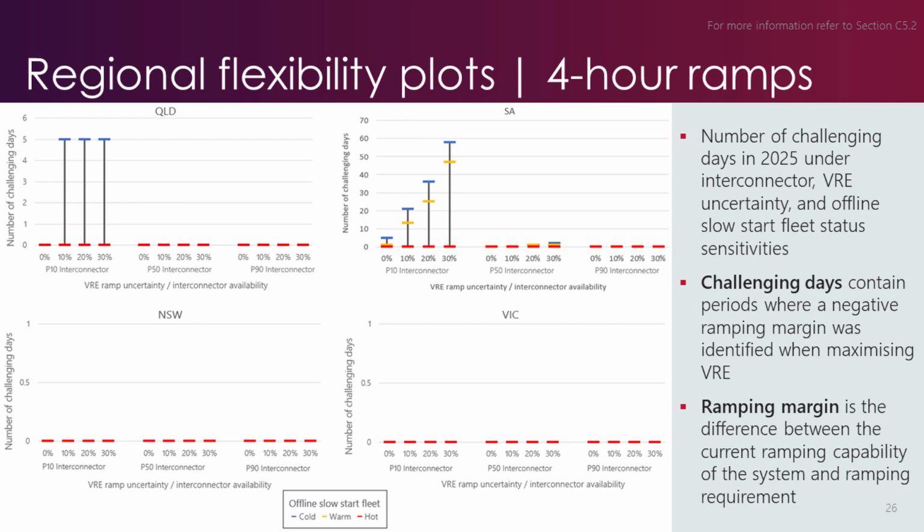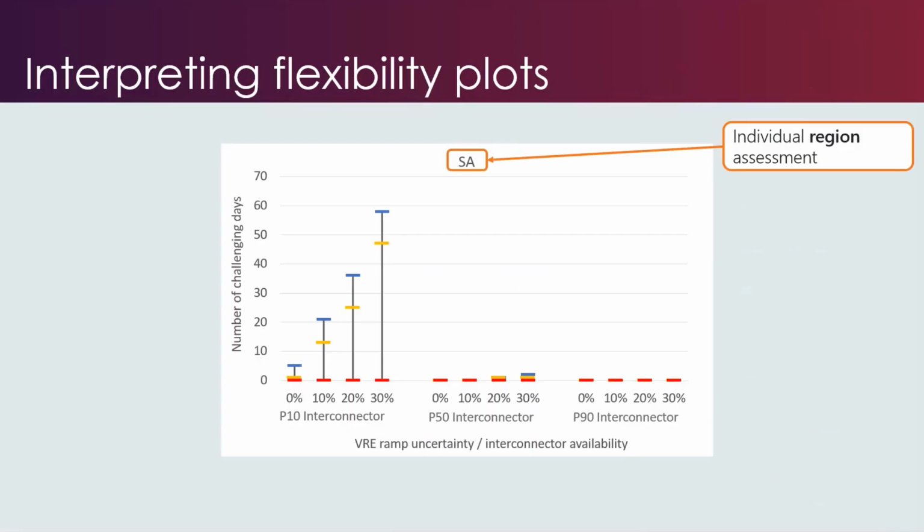Under these conditions, both participants and operators need to manage these ramping margins to ensure the system is secure, assuming we're trying to accommodate full utilization of the VRE fleet in 2025. The next slide shows how to interpret the different sensitivities explored over 4-hour windows. Ramping assessment was completed on a region-by-region level, as shown in the orange highlight.